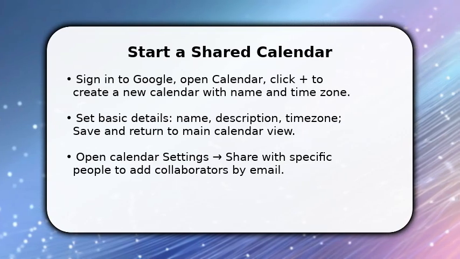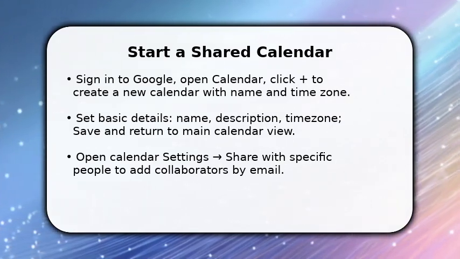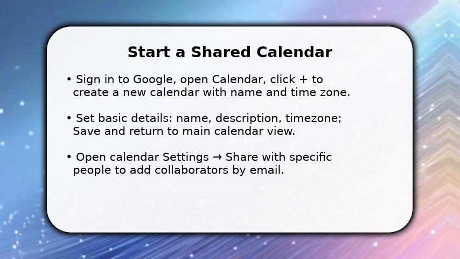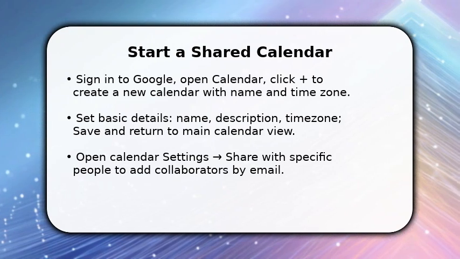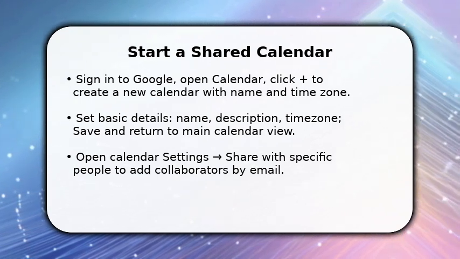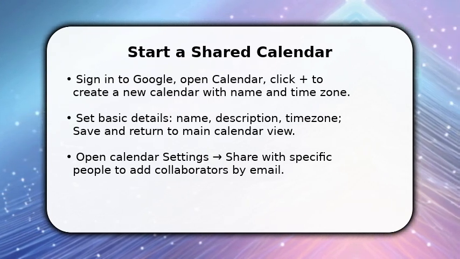You're signed in and ready. Create a new calendar, pick a clear name and the correct time zone, then save. Once done, open that calendar's settings and choose Share with specific people. Add collaborators by email addresses. Make sure to assign initial permissions so they can add or edit events as needed.